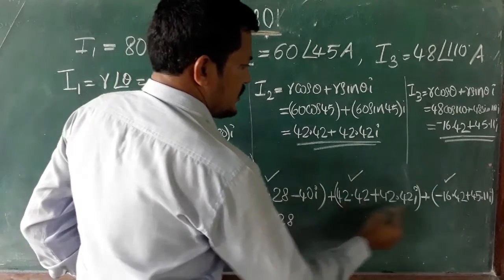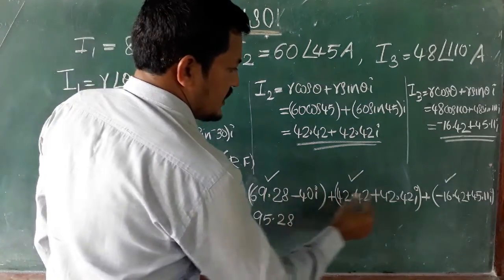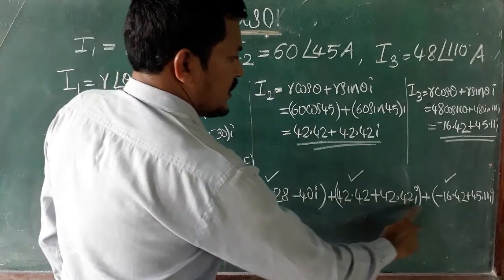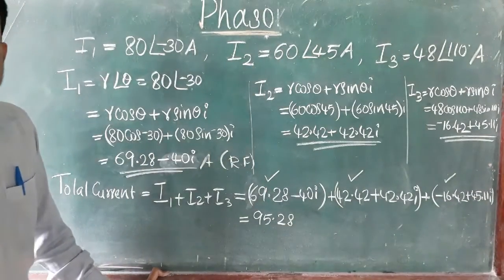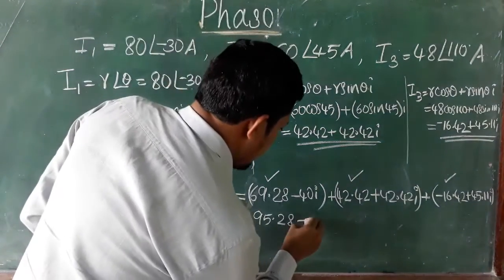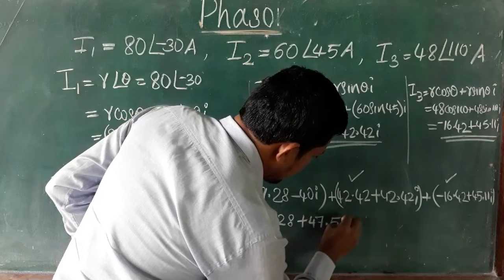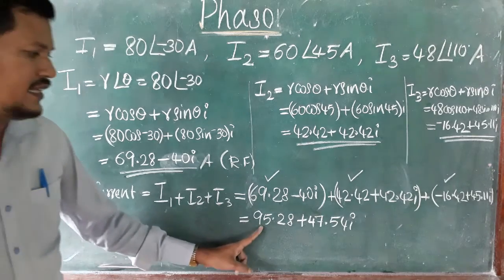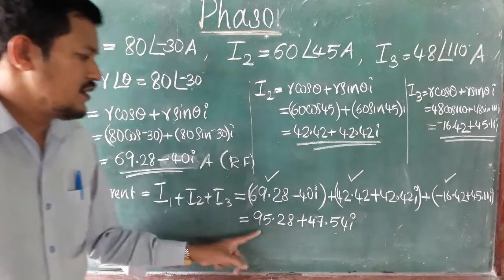First and second are positive, third one is negative. Similarly, we can add the imaginary parts also. So for the imaginary part, first one is minus 40 plus 42.42, plus 45.11. We will get a total of 47.54. This much is the imaginary part. So the answer, I1 plus I2 plus I3, is 95.28 plus 47.54 i. This much is the rectangular form of current.